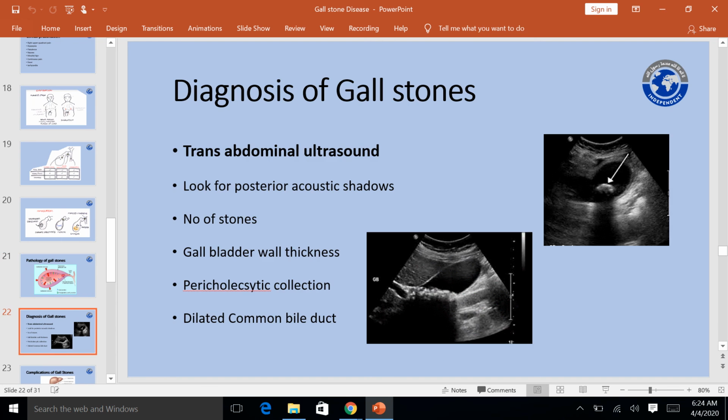Diagnosis: the gold standard investigation is transabdominal ultrasound scan. The gallstones are identified by posterior acoustic shadow. Here you can see this is the stone and this is the posterior acoustic shadow. On ultrasound, we should look for the number of stones, gallbladder wall thickness, and pericholecystic collection, and see if the stone has slipped further into the biliary tract. We have to see whether the common bile duct is dilated or of normal diameter. These are the four important things we have to check in the ultrasound report.